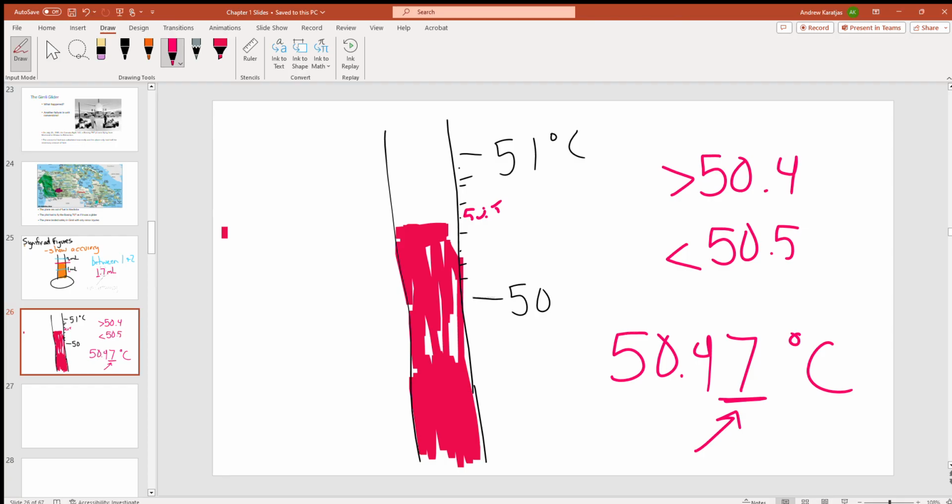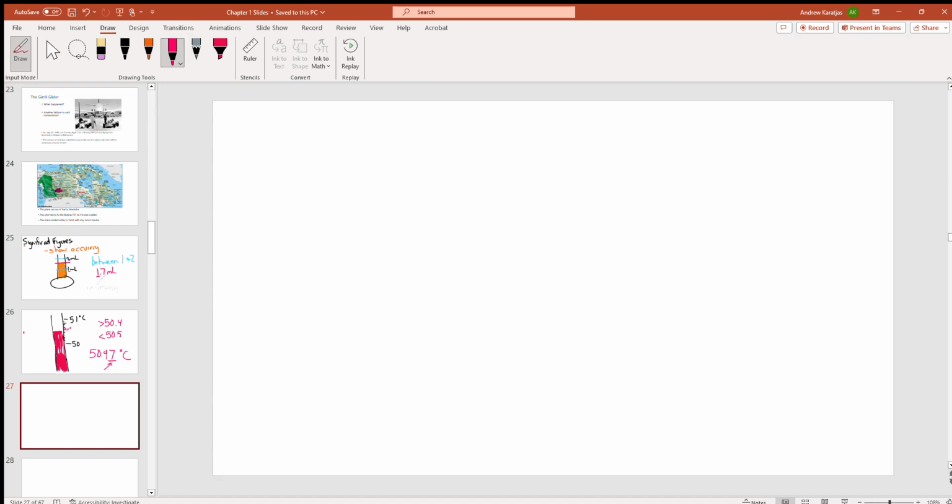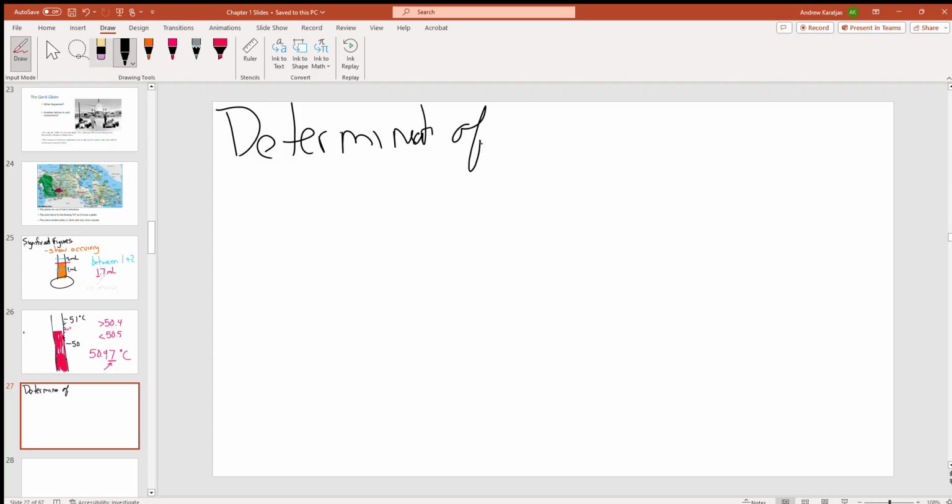All right, so that's how we record our measurements. But this is also going to have an effect on any calculations that we do. So before we get into that, we need to learn and understand how to determine what we call our significant figures, or we often refer to it as sig figs. How do we determine those?